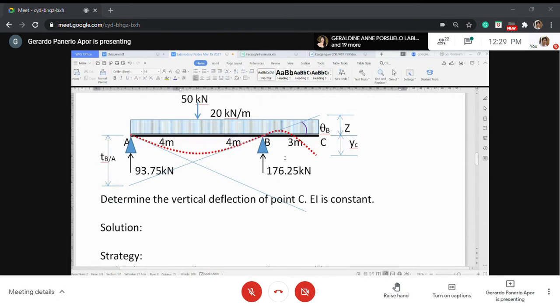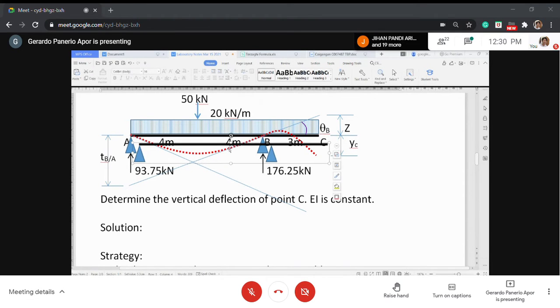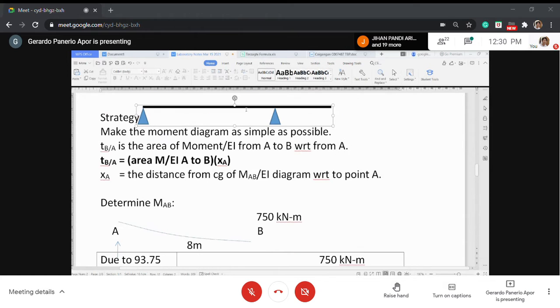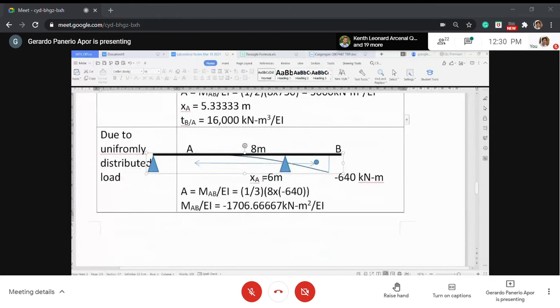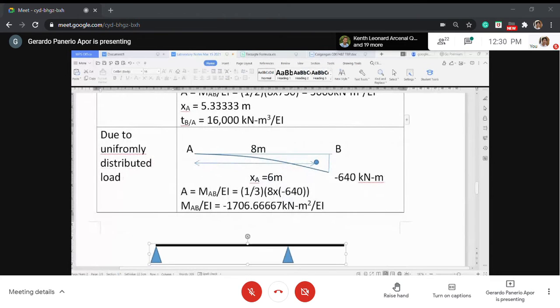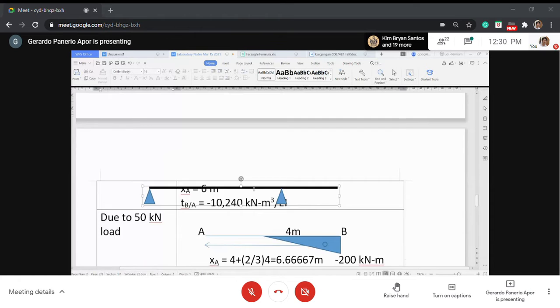I will go back again to my figure here. I will bring this one to the bottom so I can analyze again. This time I will zero on the required.